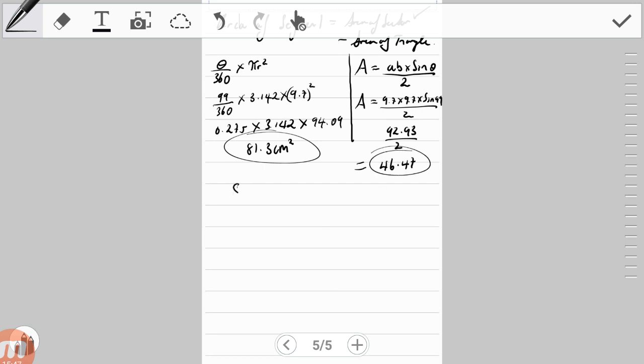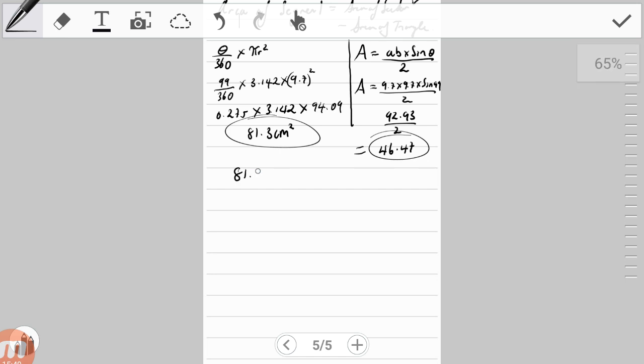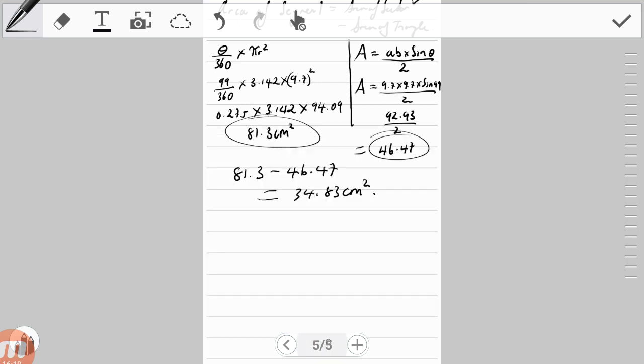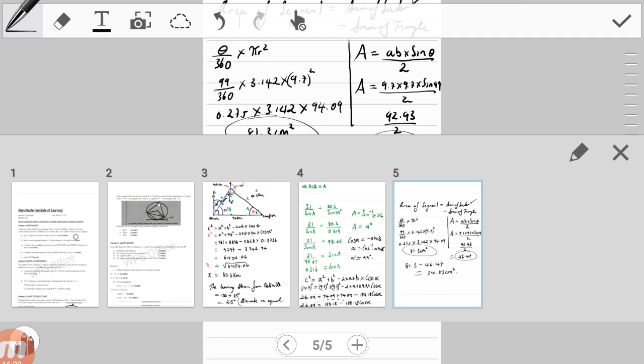All right, so now that we have the area of the sector and the area of the triangle, if we subtract 46.47 from 81.3, then our final answer for the area of the segment, which is the shaded section, is going to be equal to 34.83 square centimeters. All right, and that is the area of that red shaded portion that we have on this particular diagram.